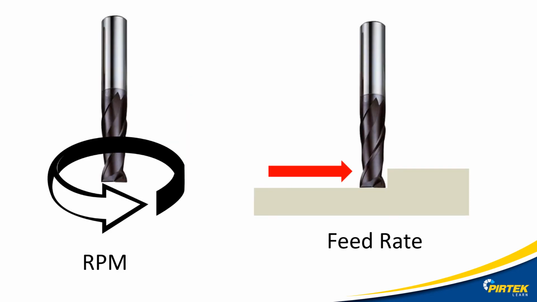The speed at which the tool rotates is specified in revolutions per minute. The speed at which the rotating tool is introduced into the material is called the feed rate, usually specified in millimeters per minute or millimeters per rev.